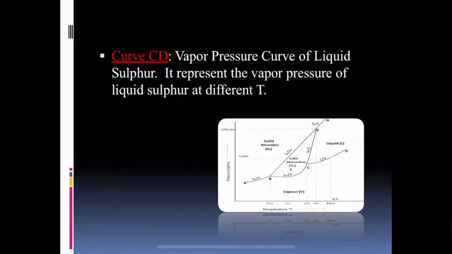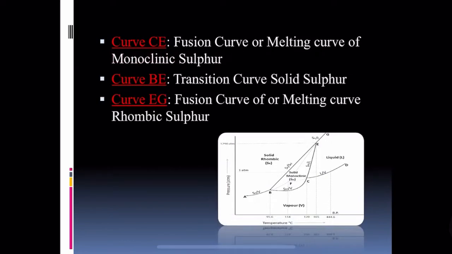Moreover, curve CD, you can see curve CD on the right side, is the vapor pressure curve of liquid sulfur. It represents the vapor pressure of liquid sulfur at different temperatures. The two phases, liquid sulfur and vapor sulfur, are in equilibrium along CD. Another one is curve CE. Curve CE is a fusion curve, or you can say melting curve, of monoclinic sulfur.